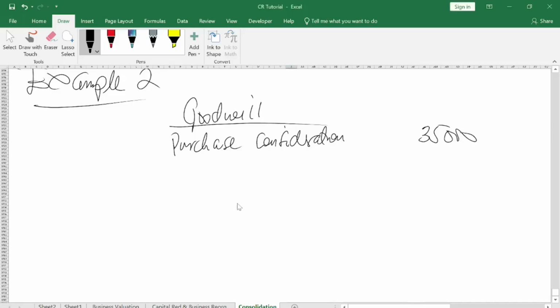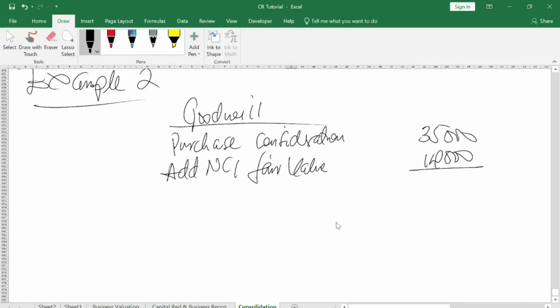Now, they are telling you that the non-controlling interest is 14 million. So here, since NCI is at fair value, you add the NCI fair value, which is how much? 14 million. You make it 14,000. So when you add, what do you have? This plus that gives you 49,000.